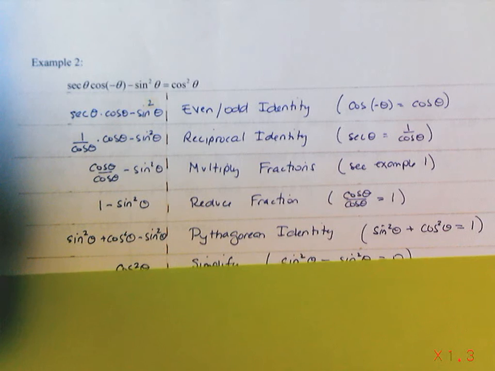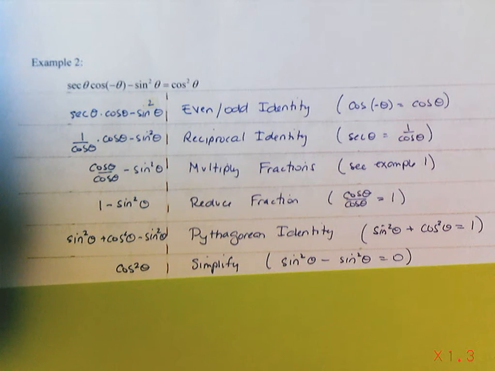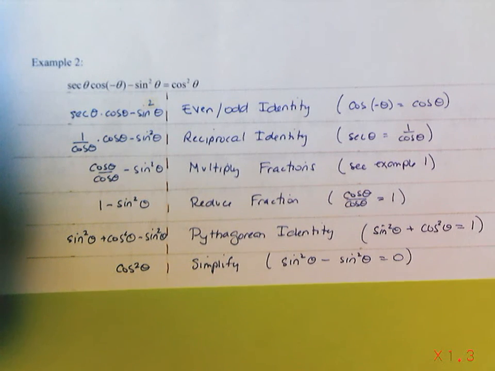Sine squared theta and a negative sine squared theta is going to equal 0. So this leaves me with just cosine theta. So if sine squared minus sine squared is 0, and now that identity is done.